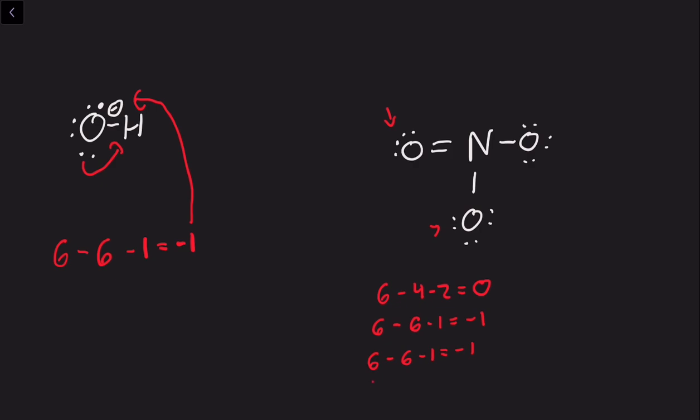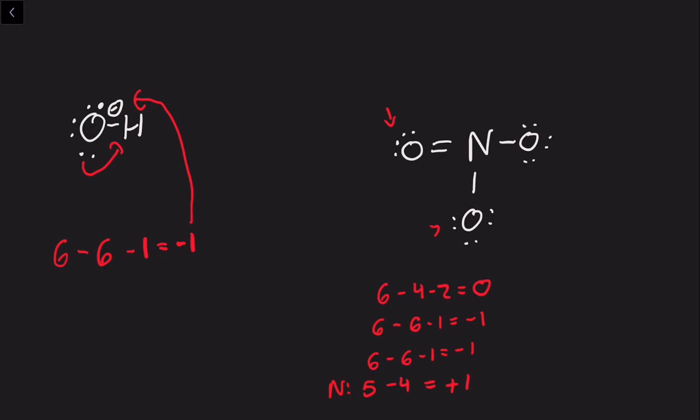Now let's look at nitrogen. So for nitrogen, we have 5 valence electrons. And we have no lone electrons, but we have 4 bonds. So we're going to subtract 4, giving us a charge of +1. So now we have a lot of different charges. We have 0, we have 2 negative charges, and we have a positive charge.